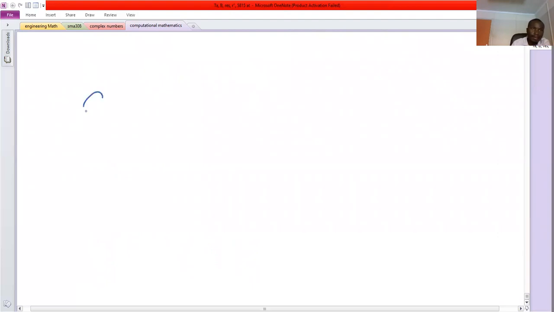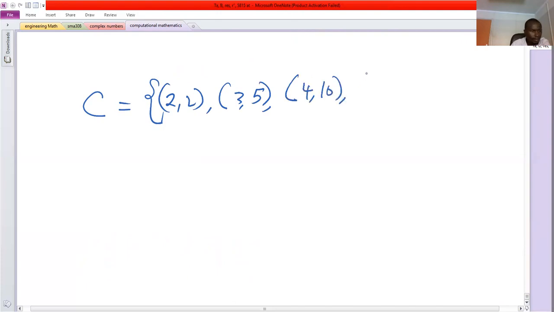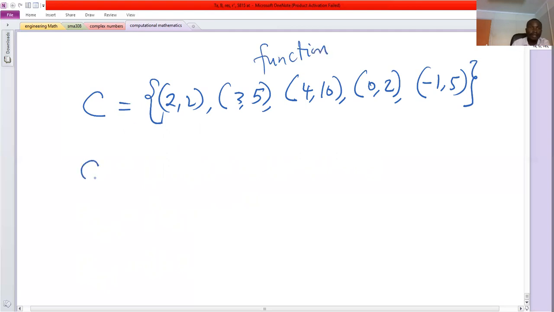And then C, I have the relation 2, 2, 3, 5, 4, 10, 0, 2, minus 1, 5. So this one, if you observe, 2, 3, 4, 0, negative 1, this relation itself is a function. Let's see whether the inverse will still be a function.